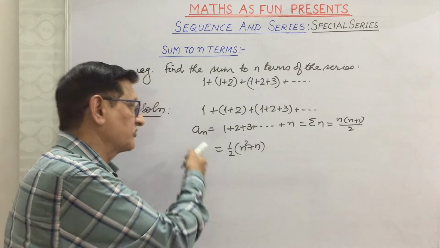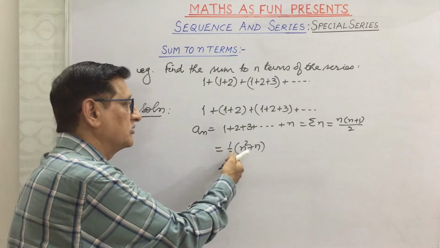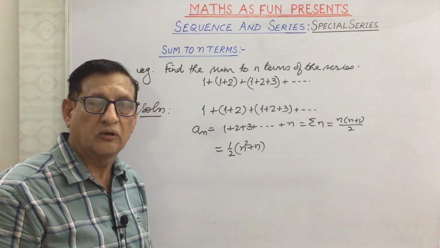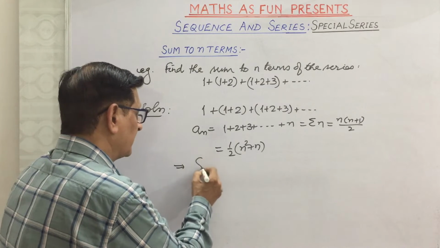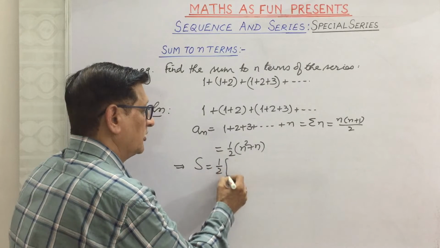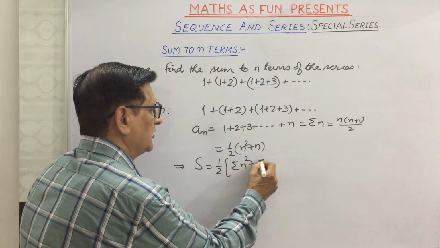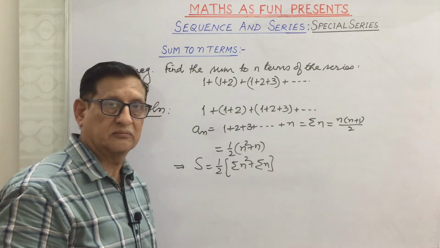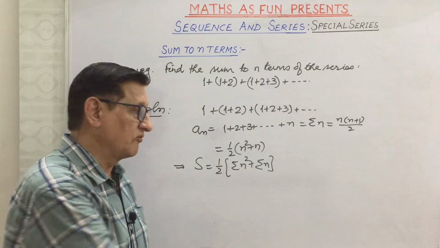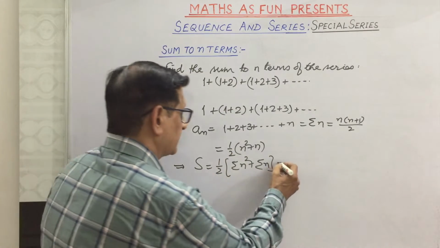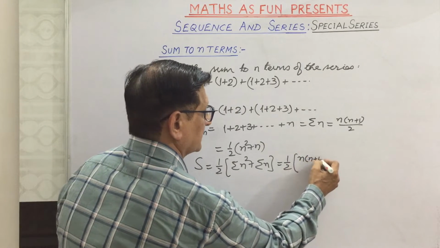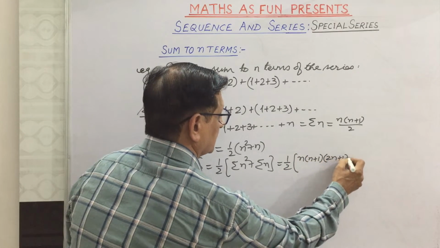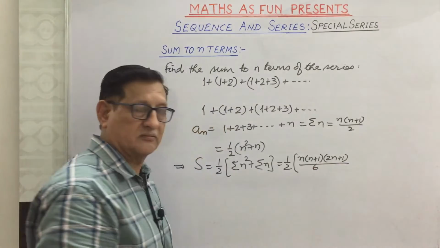So the second step we have taken, we have expressed the nth term in terms of the polynomial of n. And now to find out the sum, we can write here 1 by 2 into sigma n square plus sigma n. This is the third step. Now we will substitute the values of them, that is 1 by 2 sigma n square we know is n into n plus 1 into 2n plus 1 divided by 6.